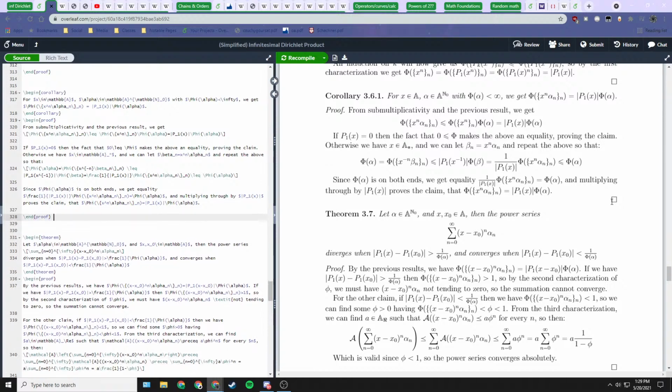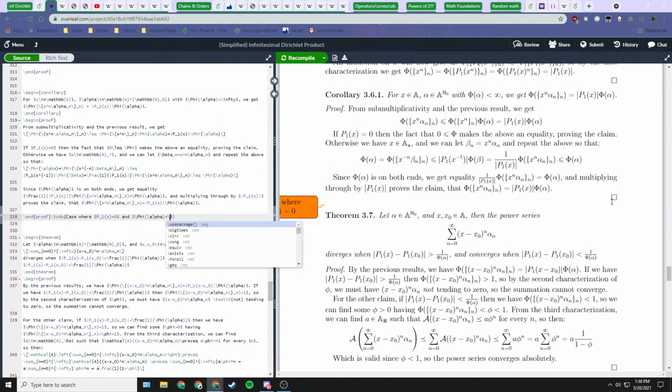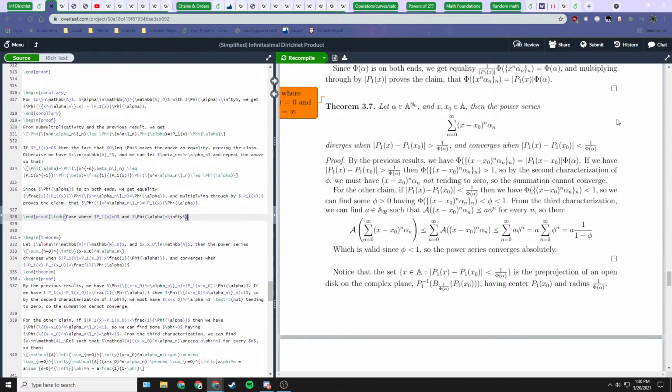Oh no, we'll just do it later. I'll add a to-do note. To-do: case where p1 of x is 0. So I'll just add that as a note, and that'll just be sort of a curiosity that we can use, maybe. Anyway, so continuing on, we'll just leave that for later.